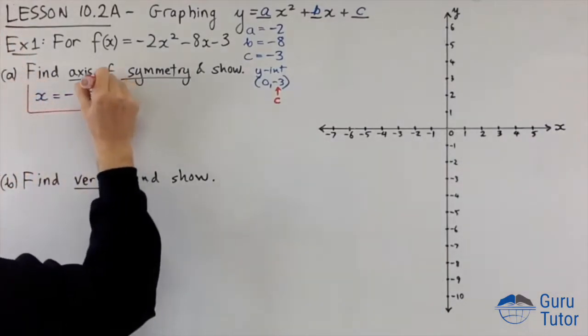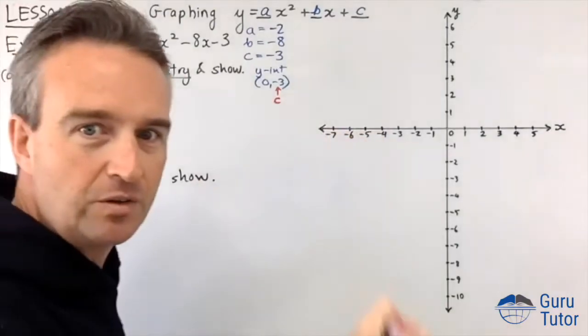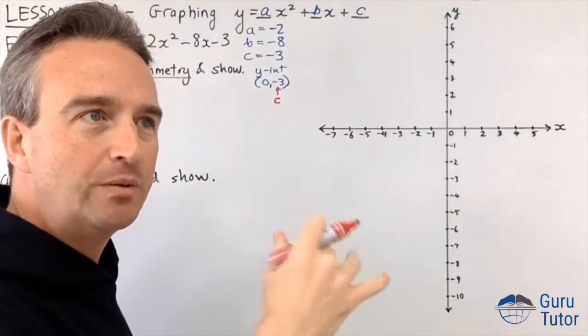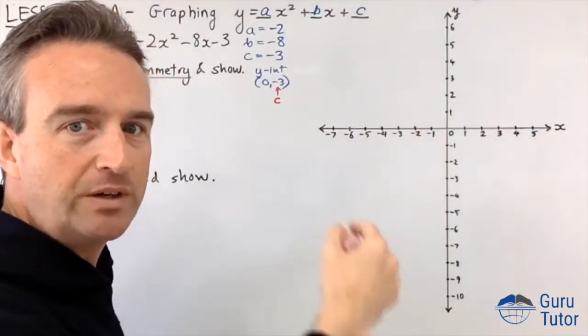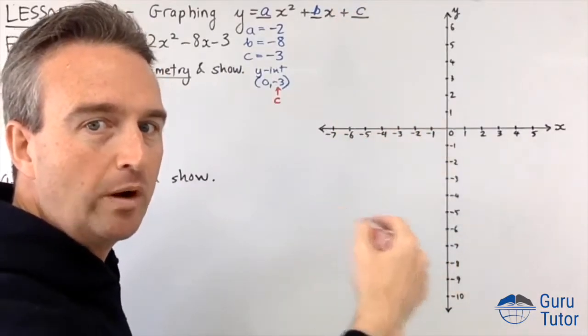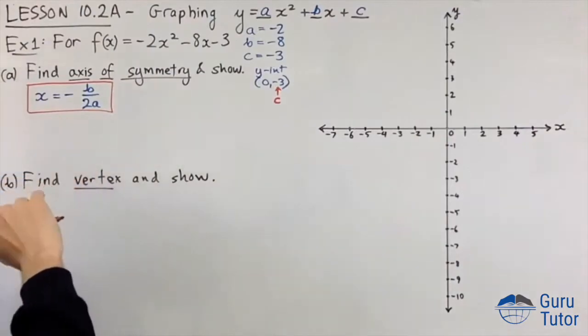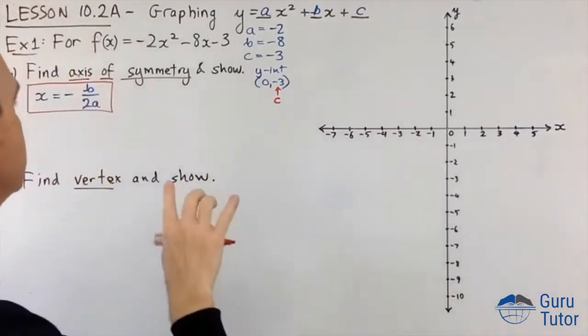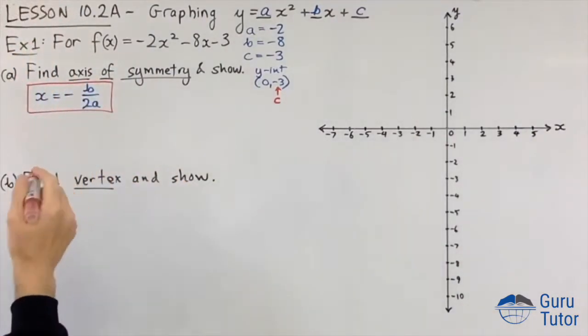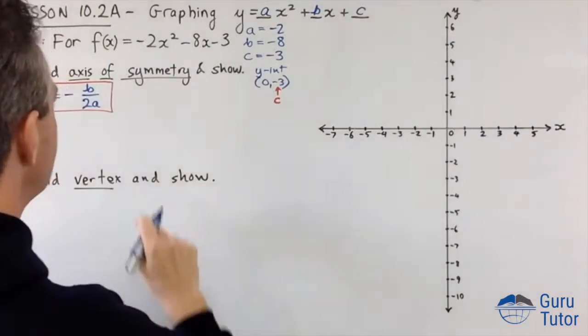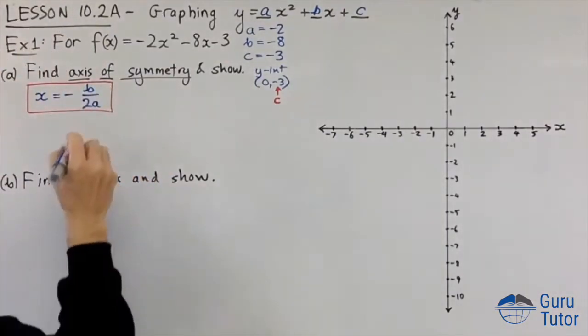Note when I drew it before, the dotted line, it was a vertical line. Remember back in semester 1, vertical and horizontal lines have an equation x equals something or y equals something. When we have a vertical line, it's always x equals something. So the axis of symmetry is not a point, it's a line. And what we do is we put our numbers into that formula. So you've got to remember this formula. It's a little bit annoying, but you've got to remember it.